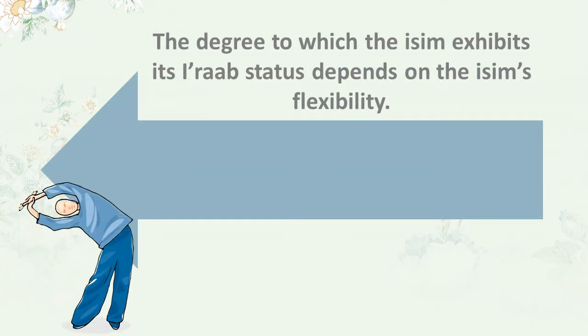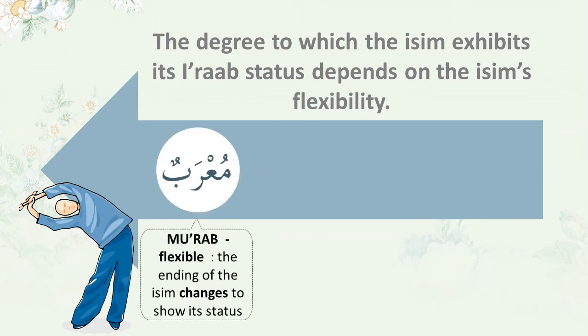That's because isim has three levels of flexibility. You have isim which are fully flexible and will change depending on the iqrab status. There are those which are partly flexible, and you can also have some which are inflexible and will remain the same no matter what the situation. We can therefore divide isim into three groups depending on its flexibility. The first group of isim is called mu'rab. Isim mu'rab is flexible. The way the word ends will change according to the iqrab status.